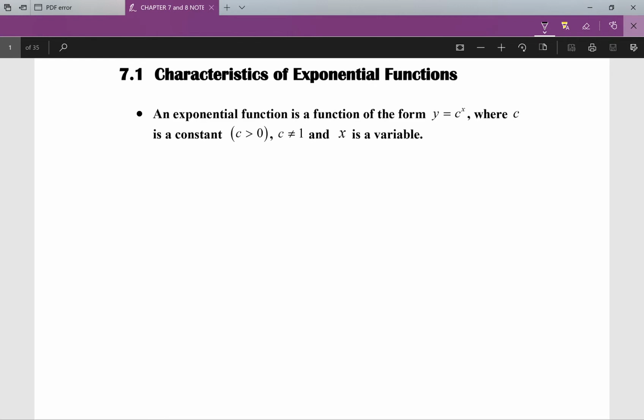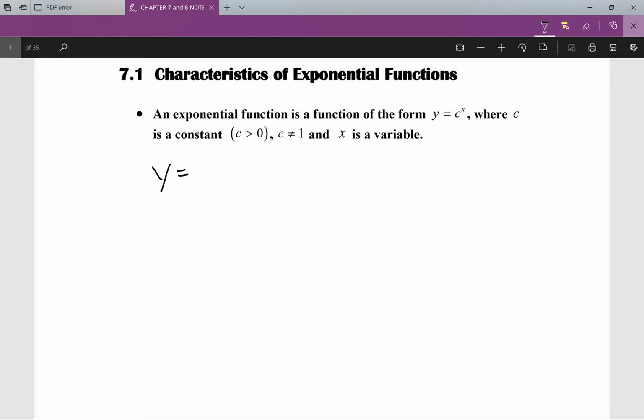Hey guys, now what we're going to do is we're going to get through some characteristics of exponential functions. An exponential function is a function of the form y equals c to the power x, where c is a constant value that's greater than 0, not equal to 1, and the x is the variable. Now, very quickly here, we see that c has to be greater than 0 and it can't equal 1.